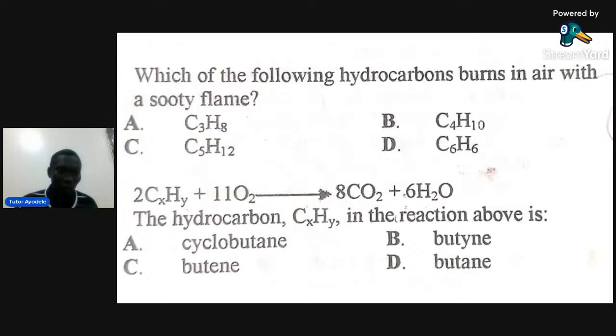So what will be here is 4. Take note of that. What will be there is 4. And if you divide this 6 by 2, you will have 3. So what will be there is 3, not 6.